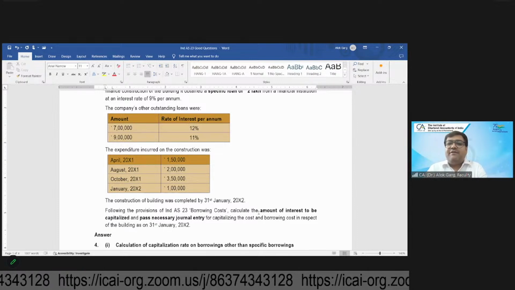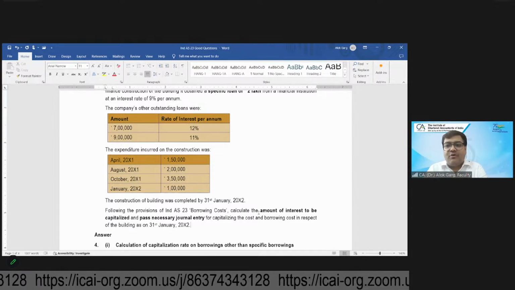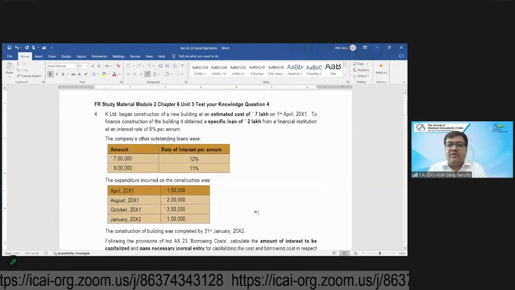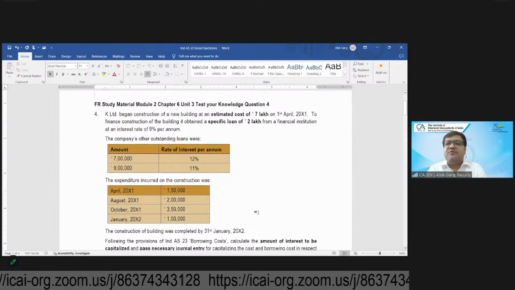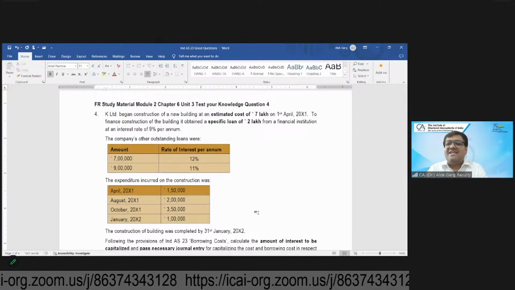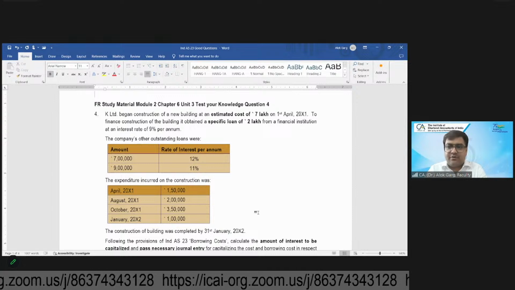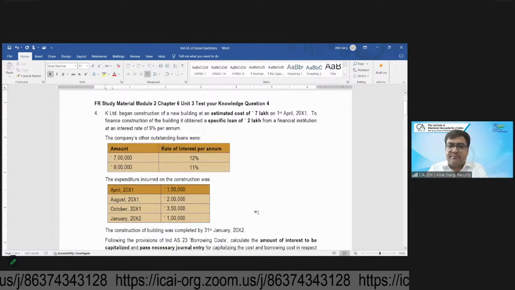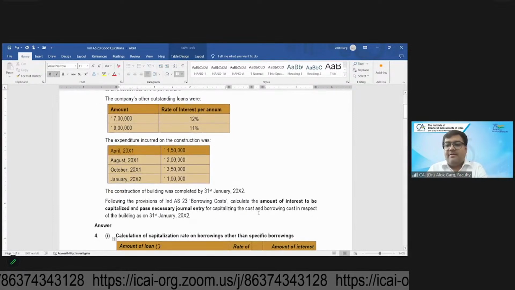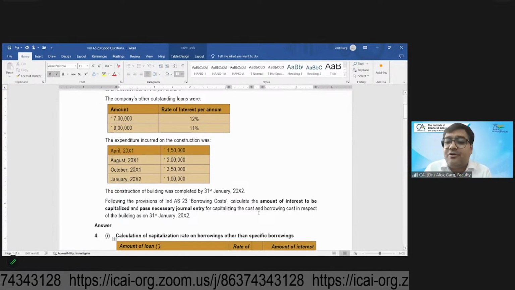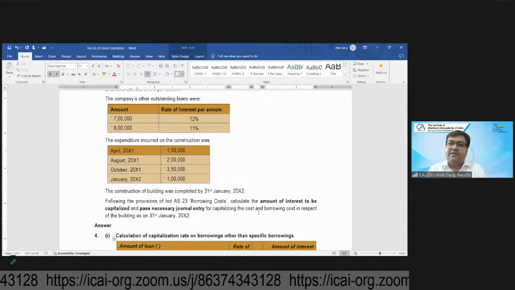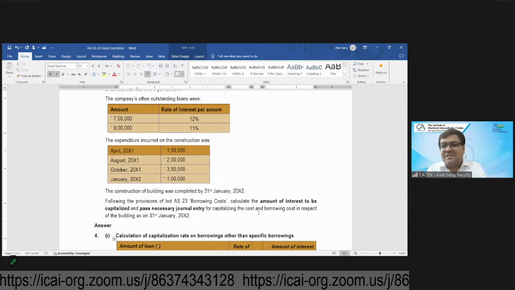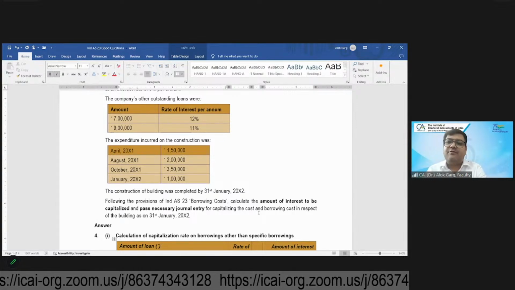First of all, a specific loan of 2 lakh is there. General pool of borrowing of 16 lakh is there. Correct? So first we will use this loan, which has been taken for the specific purpose. So we are assuming this 2 lakh rupees has been utilized first for the purpose of construction of this building. Correct? First, we have to calculate the capitalization rate on borrowing other than specific borrowing. For specific borrowing, you are not required to compute any rate because it is specific. It is a single borrowing for that purpose.